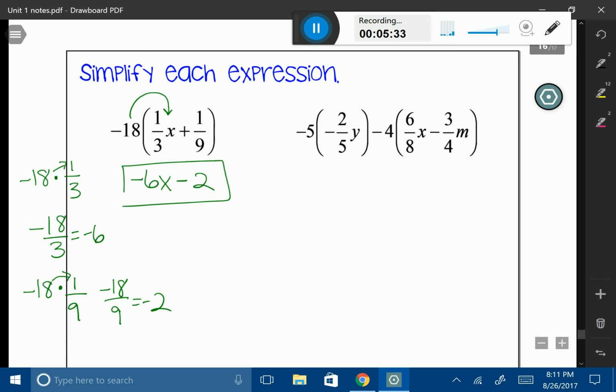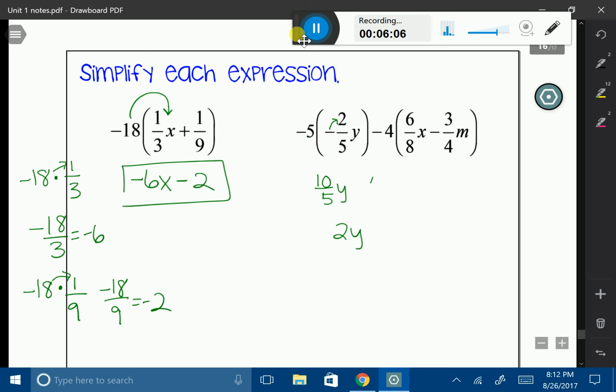Let's see if we can do the same technique to the next one. This one's a little bit bigger. I have my negative 5, and I'm multiplying it by negative 2/5 y. So remember what we talked about with this negative. I'm going to bump it up to apply to the 2. So I'm going to say negative 5 times negative 2, which is going to be 10, right? So really I have 10 over 5y. Well, that's easy, 2y. So my first piece is going to be 2y.